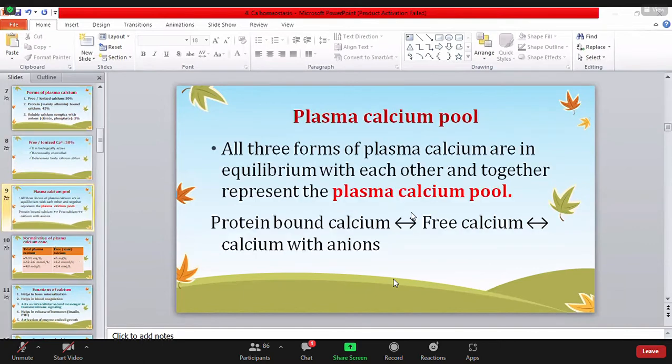All these three forms of plasma calcium are in equilibrium with each other and together represent the plasma calcium pool. These three forms remain in the plasma in an equilibrium state.